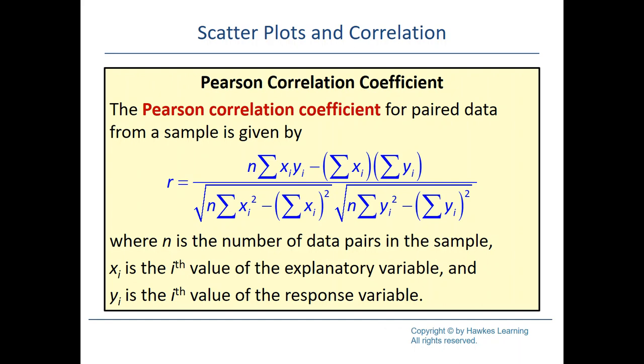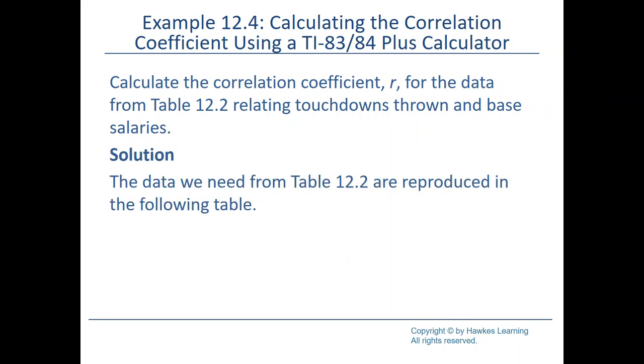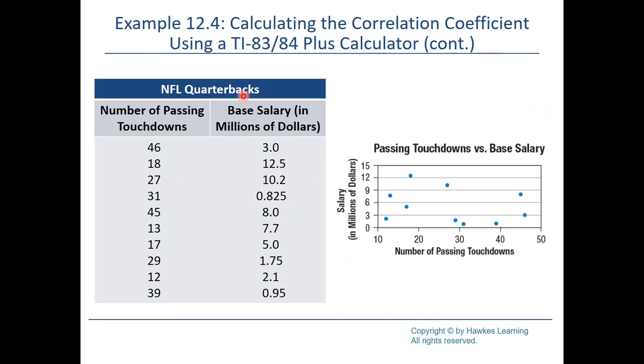So you don't have to go through all the work of how to do this by hand. Let's go back to table 12.2, where we were talking about touchdowns that we threw for our NFL players and how much salary they got, their base salary. When we graphed these, it was not looking like they had much of a relationship. So let's look at just that data.